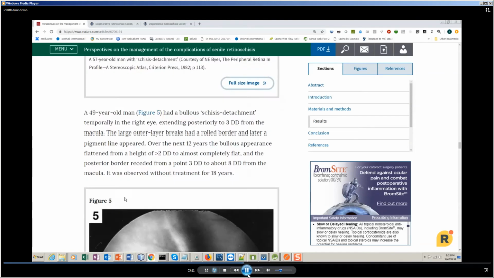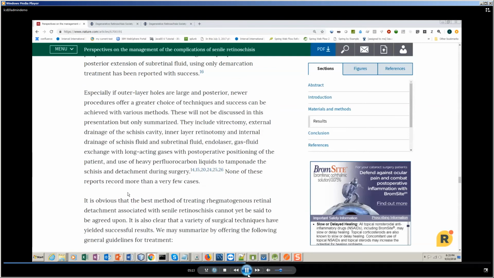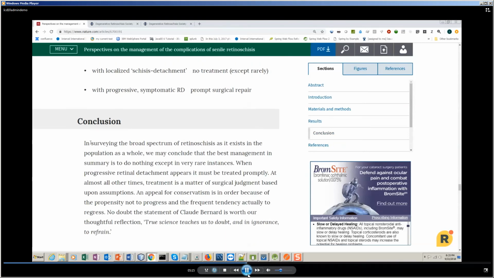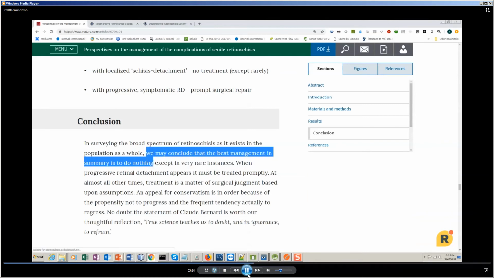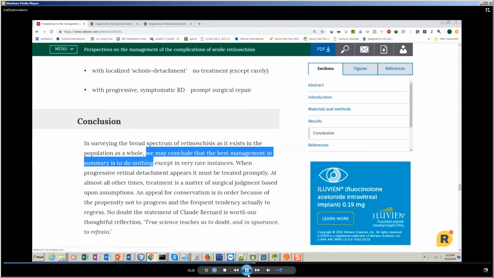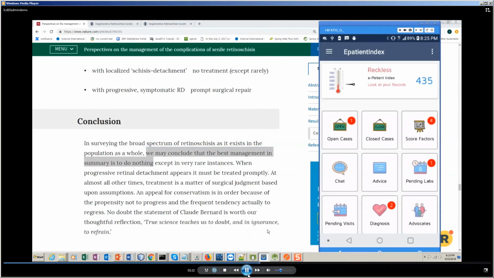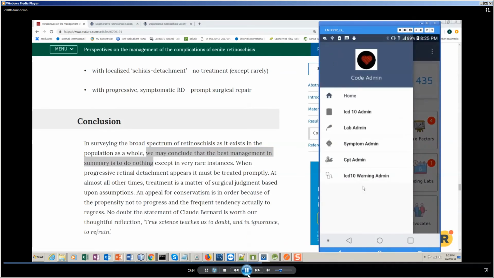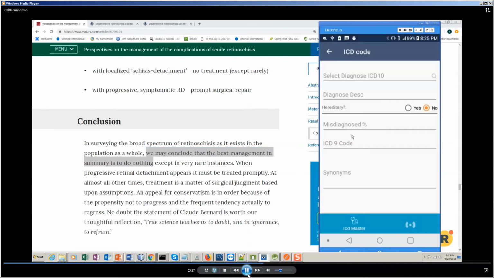He also learns, in conclusion, in surveying the spectrum of retinoschisis, we may conclude that the best management is to do nothing. Enough with all that important information not to touch your retinoschisis. He sets on a mission to warn other patients using the ICD-10 admin.